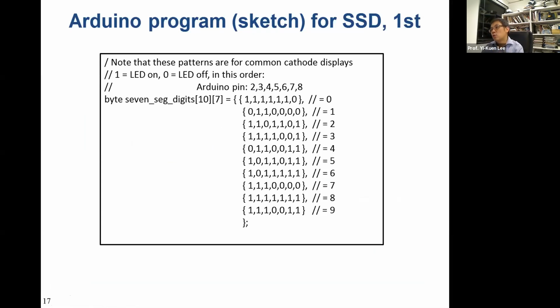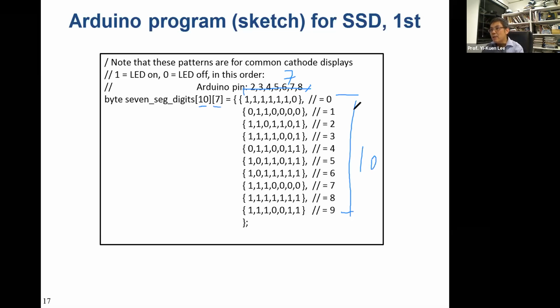So how can we control so many LEDs? It's 7 segments, 7 plus 1, total is 8, right? So 0, 1, 2, 3, 4, 5, 6, 7, 8. Basically, we define a matrix in the Arduino program. That means the 7-segment digit is actually an array. The first dimension is 0 to 9, so you have 10. The 7 means we have 7 LEDs: 1, 2, 3, 4, 5, 6, 7. That's why we have this matrix: 10 by 7.